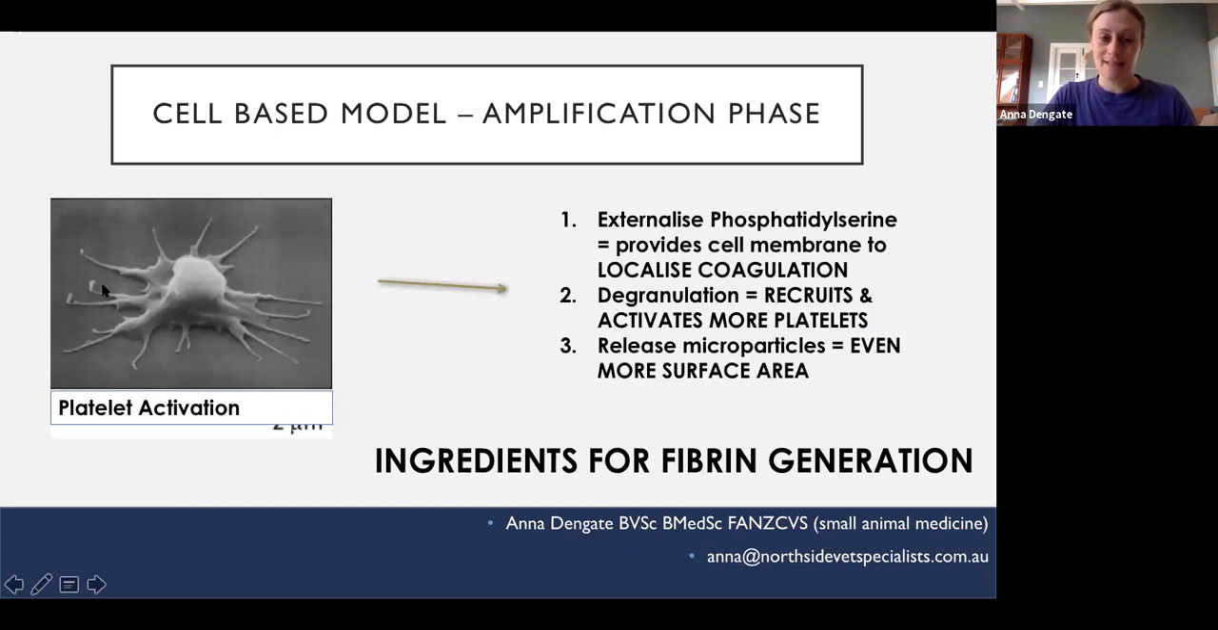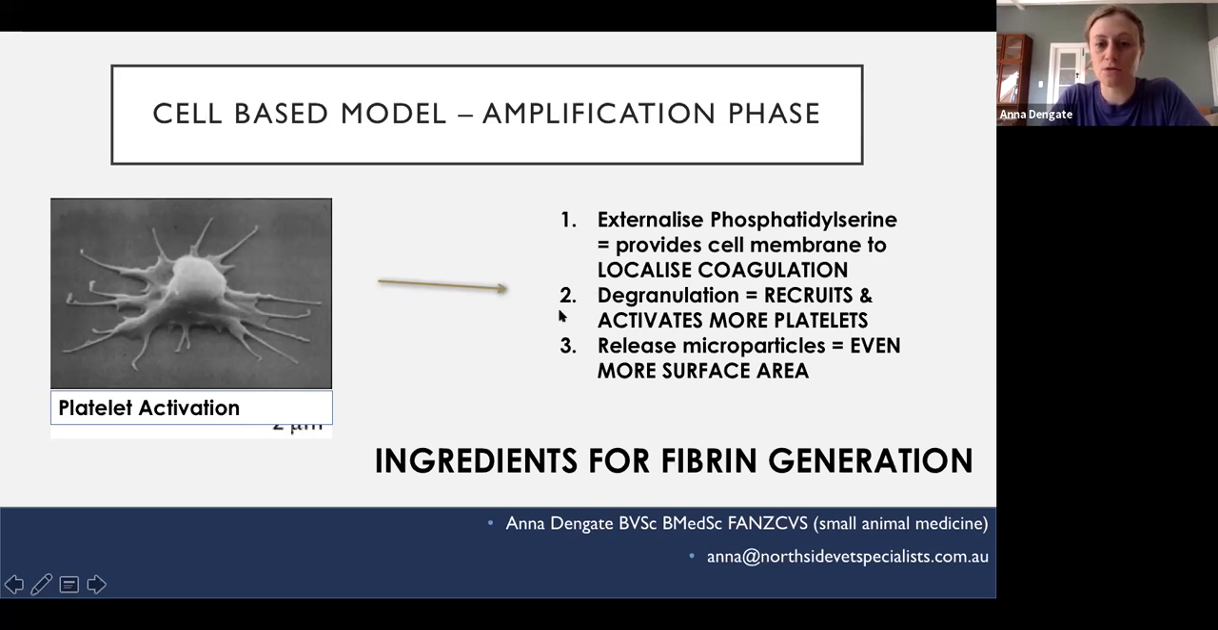So then the platelets do more than just grab on with their octopus tentacles. They actually externalize phosphatidylserine, which is one of the phospholipids. Remember the little sperm-looking things on the surface of cells? This little phospholipid normally lives inside the cells, and it flips to the outside when a platelet becomes activated. Phosphatidylserine is like glue for clotting factors. Once that's externalized, it's like a site that a factory is going to be built on. It provides cell membrane to localize coagulation at the site of an injury.